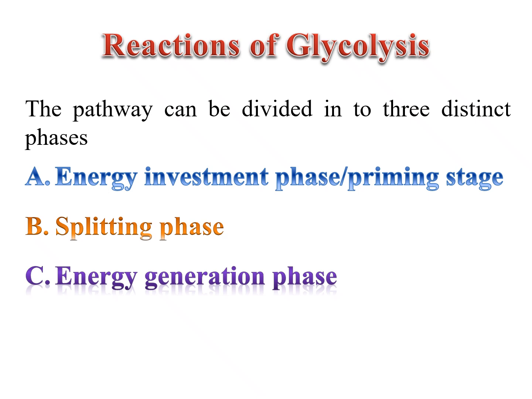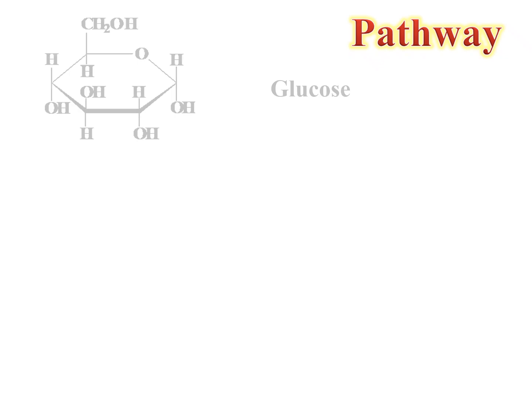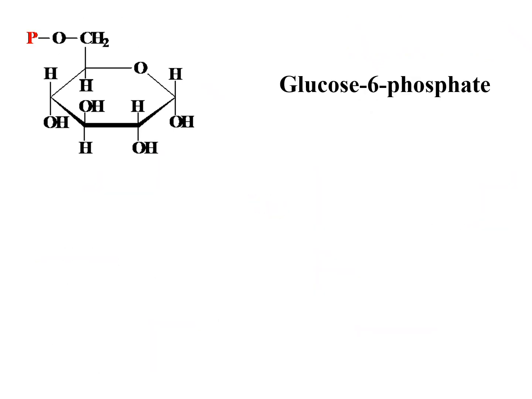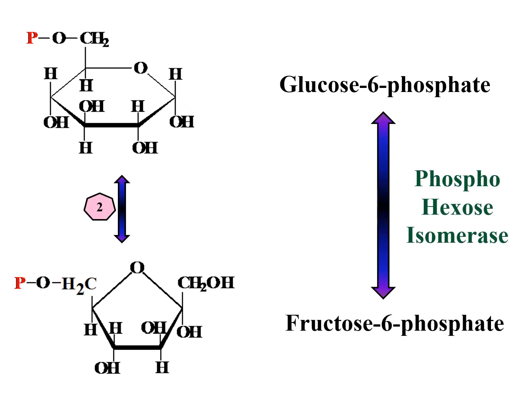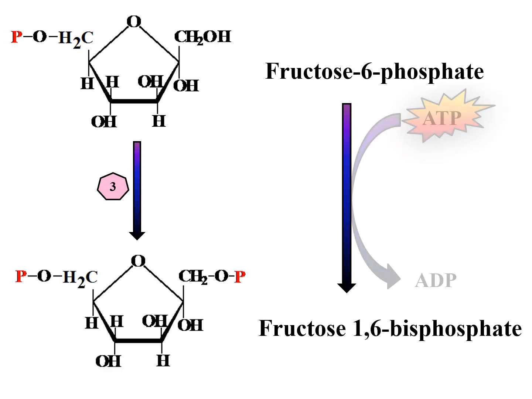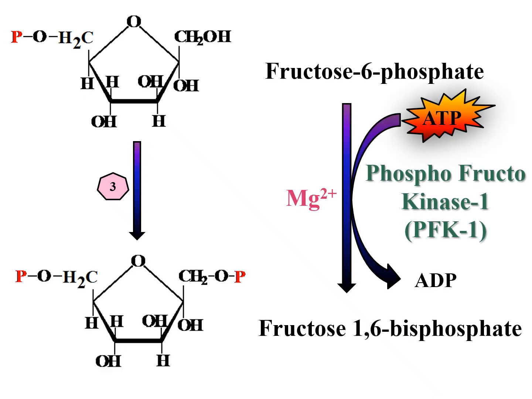In investment phase, glucose is converted to glucose 6 phosphate. Glucose 6 phosphate, which is an aldo compound, is converted to the keto compound fructose 6 phosphate. Addition of phosphate to fructose 6 phosphate converts it to fructose 1,6 bisphosphate. So now investment phase is over. In investment phase, glucose 6 phosphate, fructose 6 phosphate and fructose 1,6 bisphosphate are formed with the help of the enzymes hexokinase or glucokinase, phosphohexose isomerase, and phosphofructokinase. In this, PFK is the rate limiting enzyme.